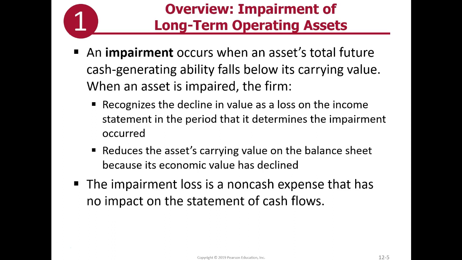When a long-term operating asset's future economic value is impaired, the firm first recognizes the decline in value as a loss on the income statement in the period that it is determined to have occurred. Second, the firm reduces the asset's carrying value on the balance sheet because its economic value has declined. The impairment loss is a non-cash expense, so there's no impact on the statement of cash flows.